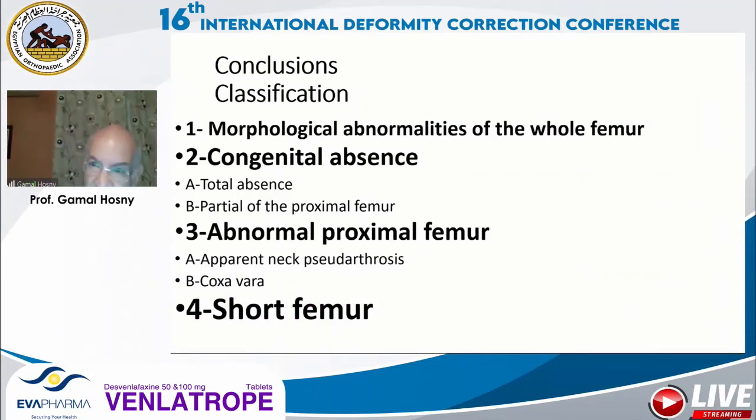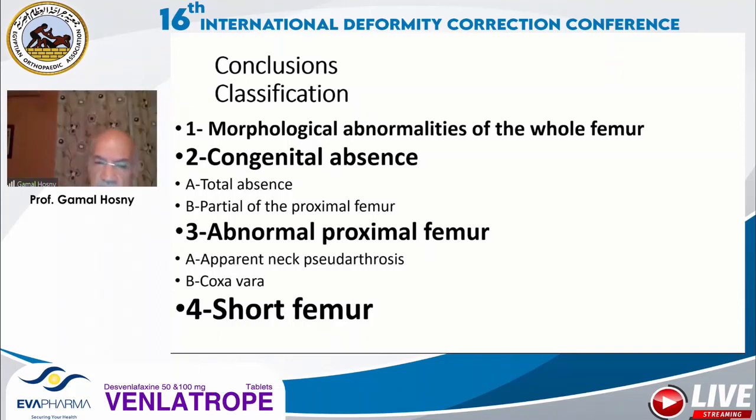Type 1, morphological abnormalities of the whole femur. The whole femur is there, but it's not in the proper position. Type 2, congenital absence. You have a total absence. The tibia will take the shape of the femur. Partial absence of the proximal femur, you can do pelvic support osteotomy.